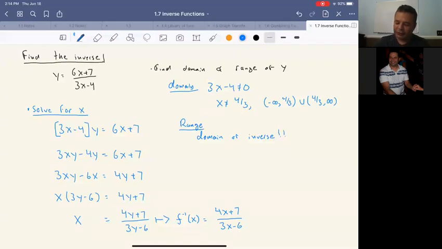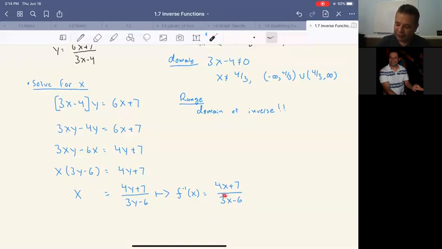Okay, so we look down here at the inverse and we say, oh, what do I have to throw out? I have to throw out 2. Now, I don't like putting it here, but I'll write it. 3x minus 6 is not equal to 0. So x is not equal to 2.